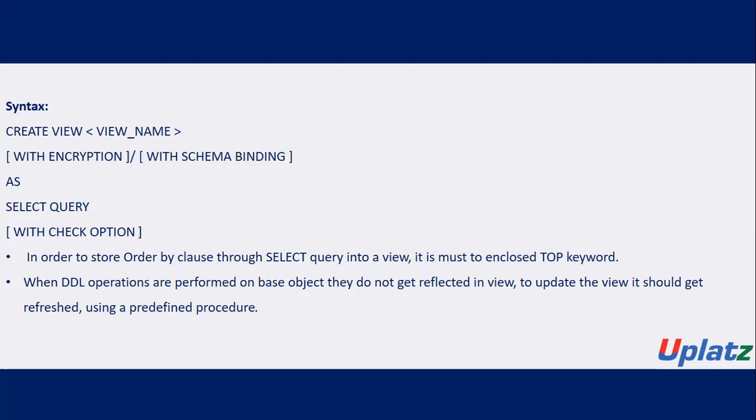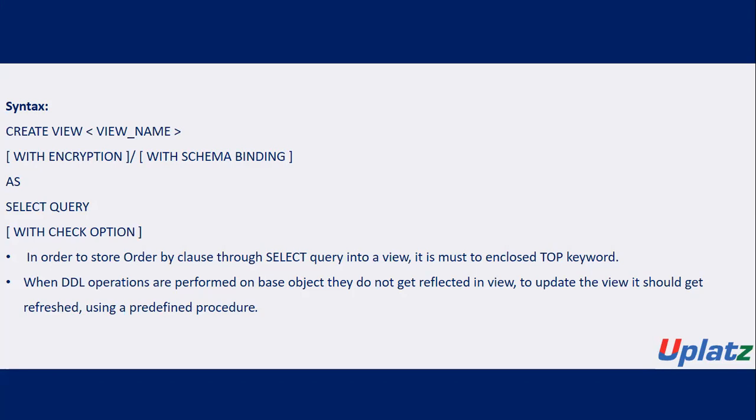So this is the query for creating a simple view: create view, then view name, with encryption or with schema binding, as is the keyword, and then the select query. We have to write the select query, and later we add with check option.